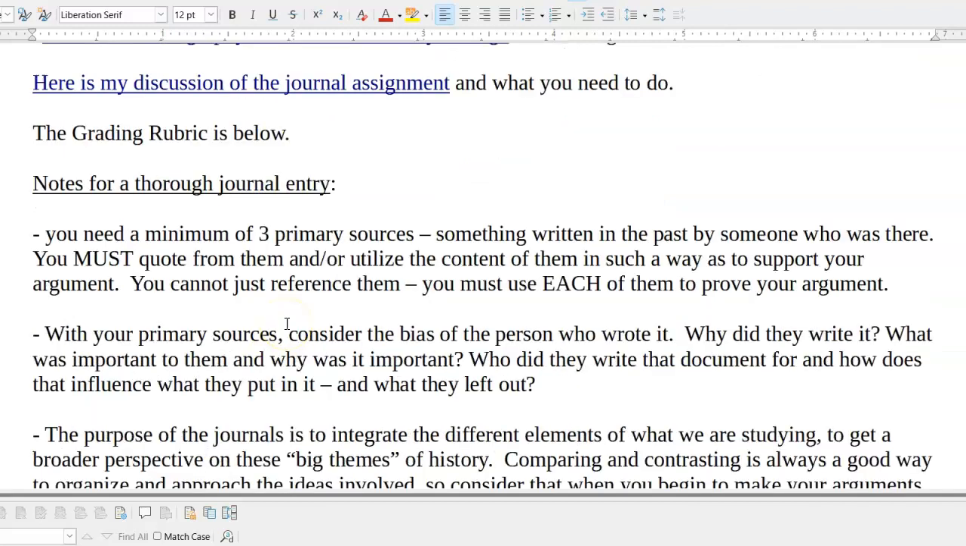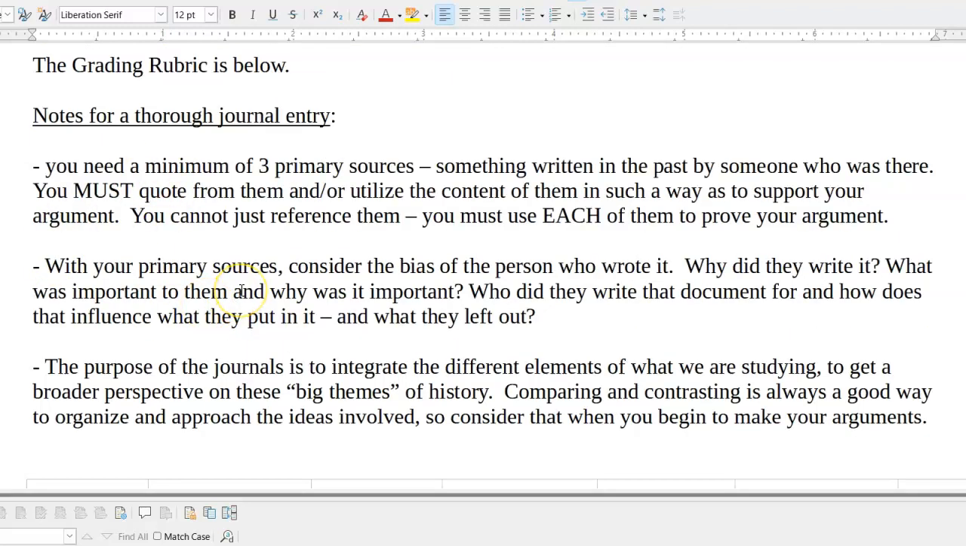All right, notes for a thorough journal entry. I have these just like I do on the discussion post, ways to get your grade good, which I assume you all want. Be sure you use your 3 primary sources. Don't just reference them, but use them. Use information from them, specifics from them, quotes from them to support your arguments and your ideas.